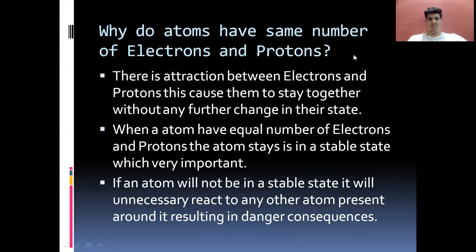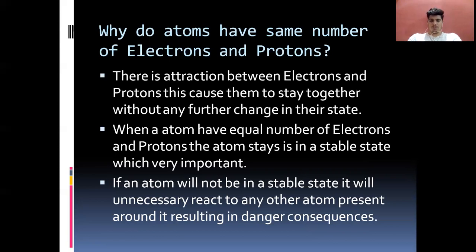Then, have you ever imagined why atoms have the same number of electrons and protons? You might have thought about this, and you might have asked your teacher. But let us revise it. There's an attraction between electrons and protons. This causes them to stay together without any further change in their state. That's why they are usually close. When an atom has an equal number of electrons and protons, the atom stays in a stable state.